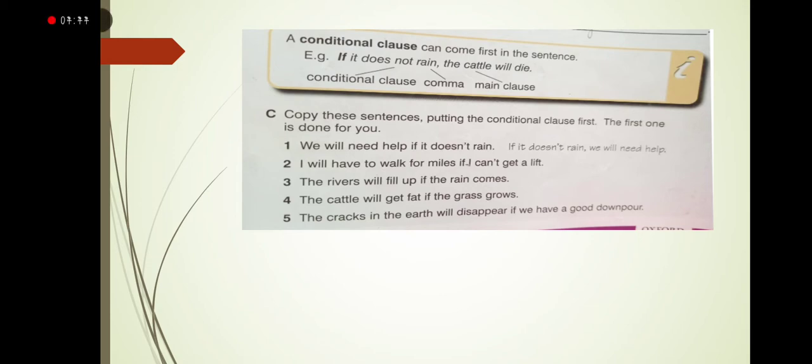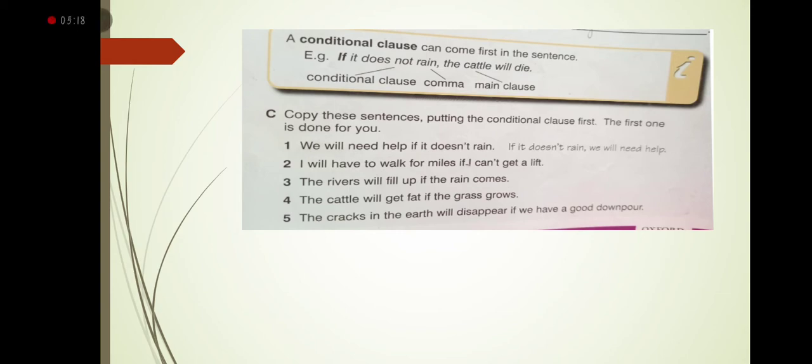Next part is, it's not necessary that the conditional clause starting with if should come at the end. It can also come at the start of the sentence, as you can see in the box. If it does not rain, the kettle will die. So if the conditional clause is at the start, after that there will be a comma, because if the conditional clause is at the end, there is no need to put a comma. But if we are starting with it, there will be a comma after that, and then the main clause.